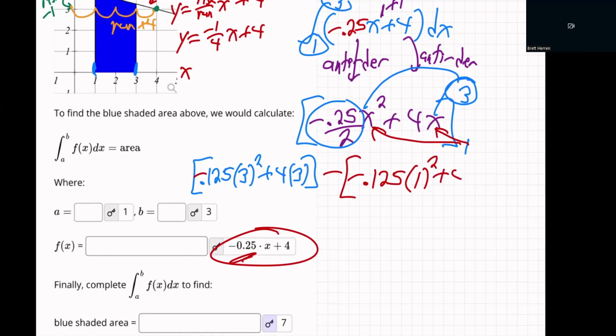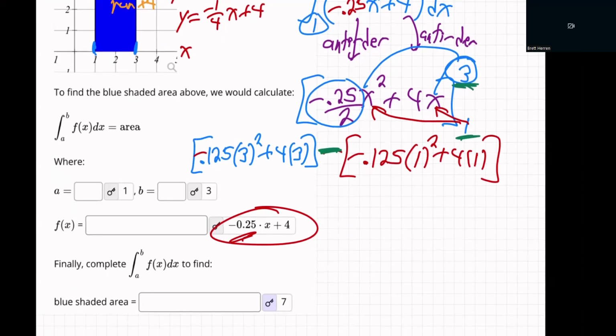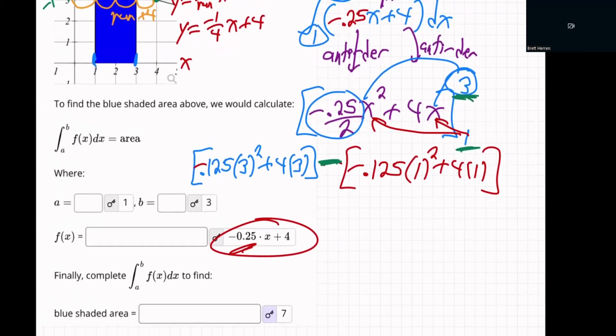1 squared plus 4 times the 1. Like that. Okay, and there's a minus in between. In fact, let me make that a different color for extra clarity. There's a subtraction between them. So I plugged in 3, plugged in 1, subtract in between. And I would honestly just go to Desmos at this point and let Desmos handle it.